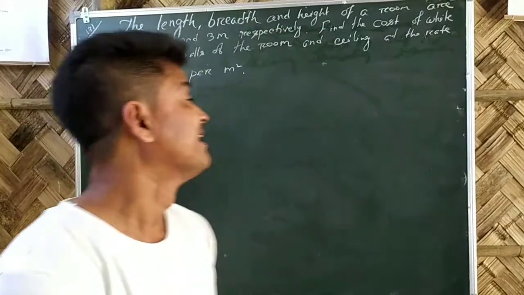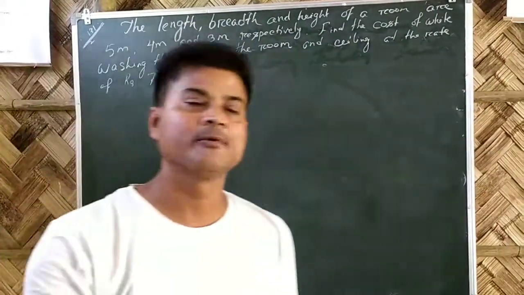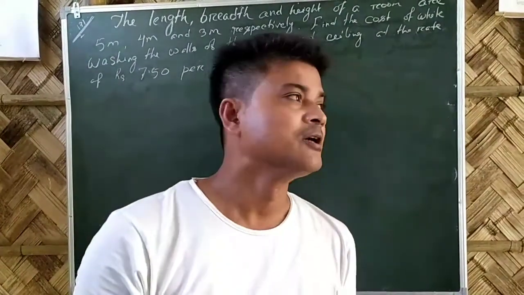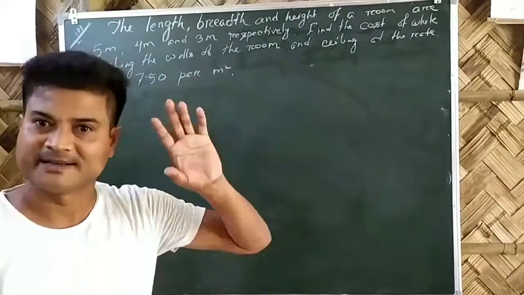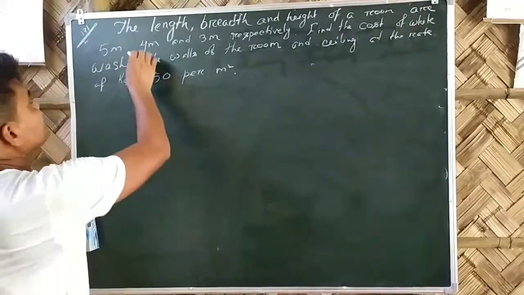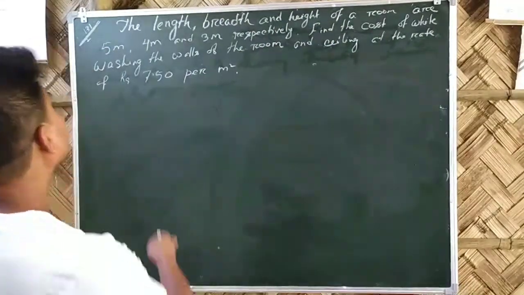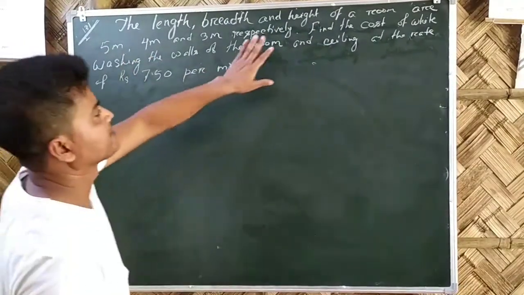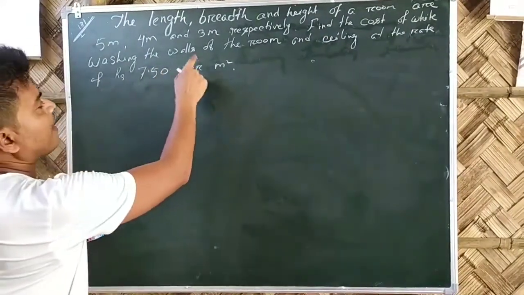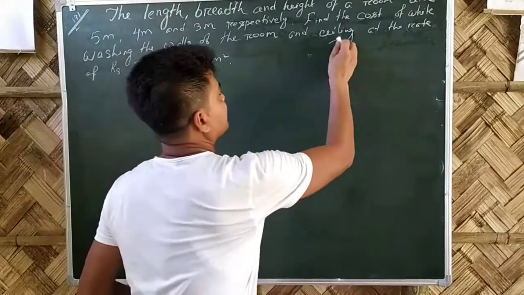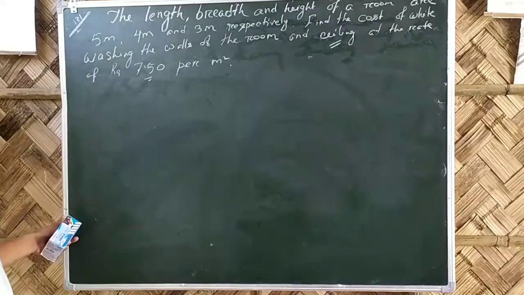Today we are going to discuss an important topic from the class 9 mathematics textbook, chapter 13.1. We have already discussed surface area and volume. So today we are going to solve a problem from the class 9 textbook: the length, breadth and height of a room are 5 meter, 4 meter and 3 meter respectively. Find the cost of whitewashing the walls of the room and ceiling at the rate of 7.50 rupees per meter square.